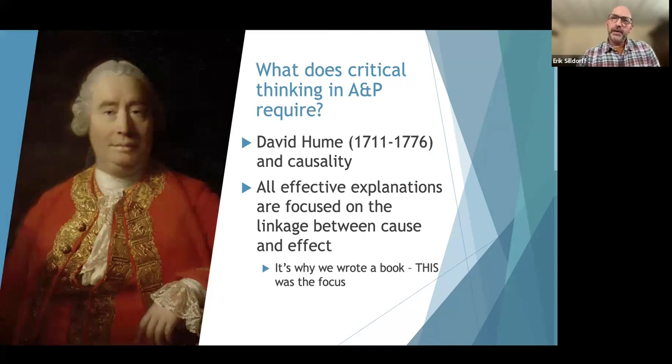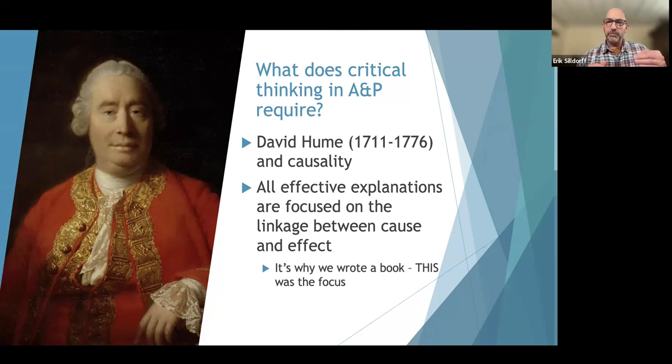So what does critical thinking in A&P require? This is where we get back to that idea of causality. And I'm going to use a Scottish philosopher, David Hume, here, who really was one of the original epistemological empiricists. And epistemology is a term that's relatively new to me, so I'll explain it. Epistemology is sort of like knowing how you know what you know, right? Like, how do we know things?